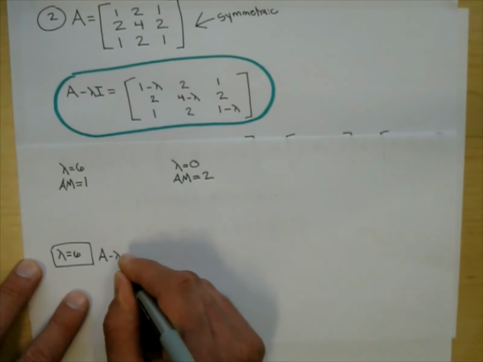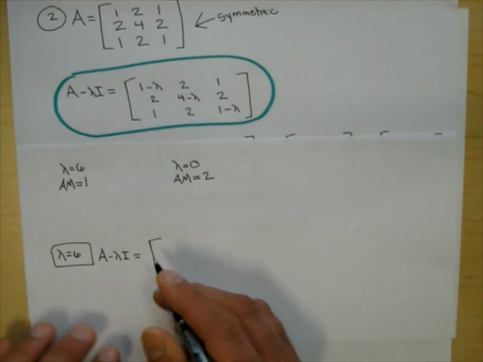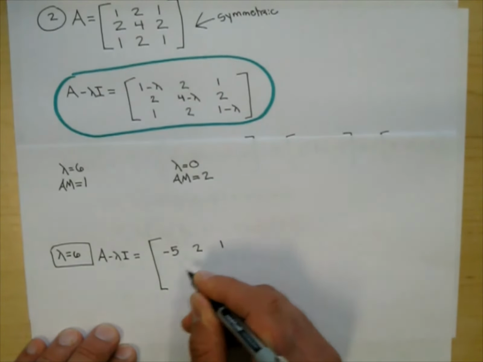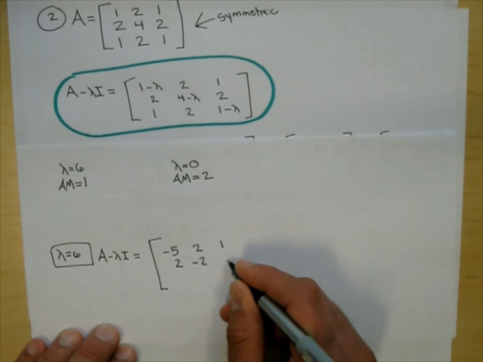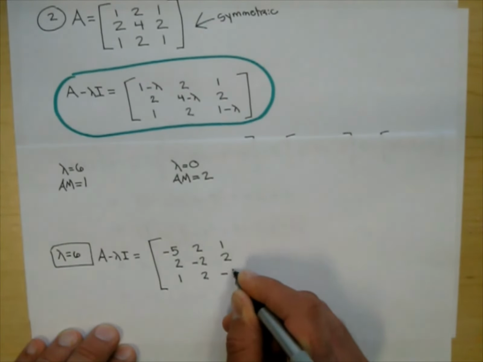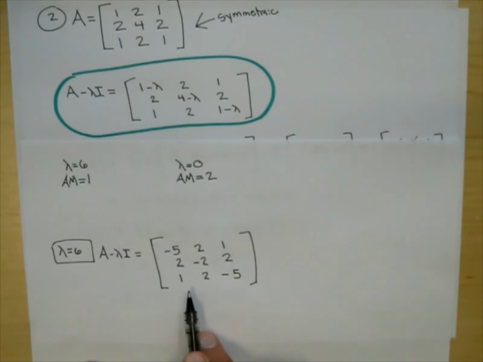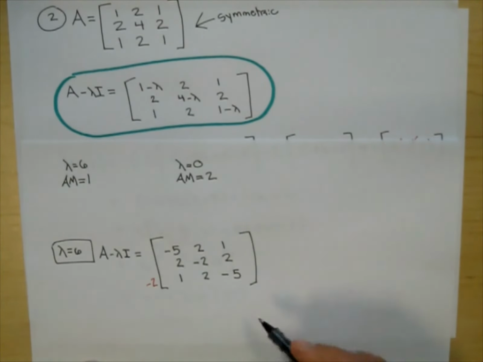A minus lambda I: I go ahead and put 6 into this matrix, so I have negative 5, 2, 1, 2, negative 2, 2, and then 1, 2, negative 5. What am I trying to find on this matrix? I'm trying to find the null space. So before I put the zeros there, I'm going to try to reduce this matrix. Row 1 I'm going to multiply by negative 2 and add it to row 2.